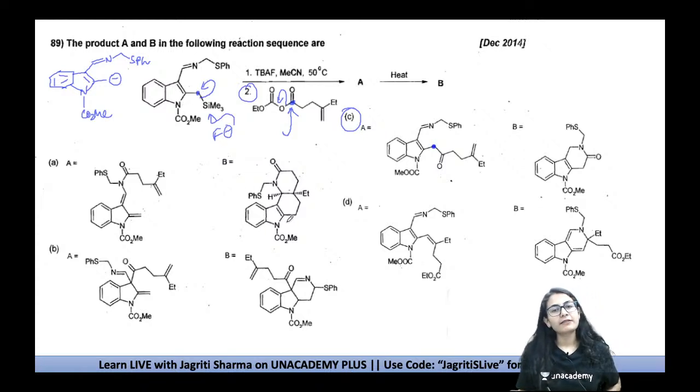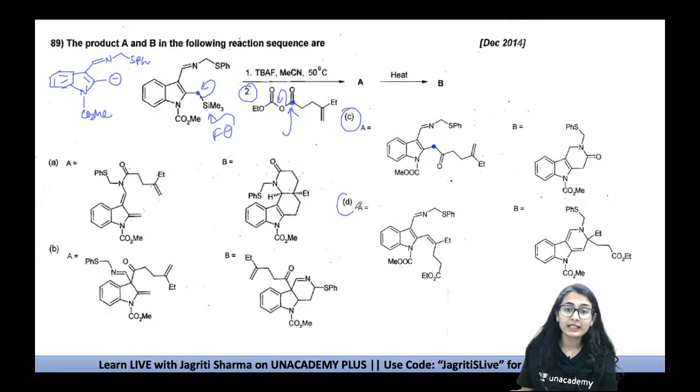But that is definitely not possible. Option number D is again completely wrong, because here the attack is taking place onto this carbon, which is again wrong. This connectivity cannot be defined. Option C is wrong because the negative charge is not stable as such. So what are we going to do? Are we going to do resonance?